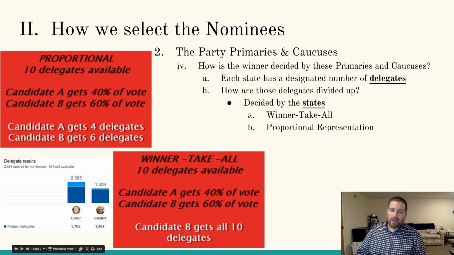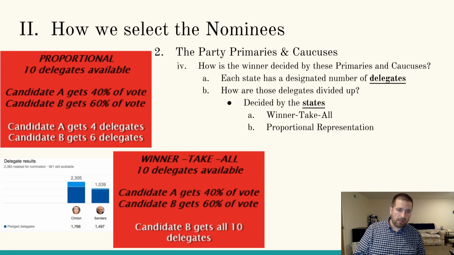The second way is proportional representation. So that's up here on the left. And again, if we put ourselves in the same scenario, candidate A gets 40% of the vote, candidate B gets 60%. It's proportional. So candidate A would get 4 of those 10 delegates.